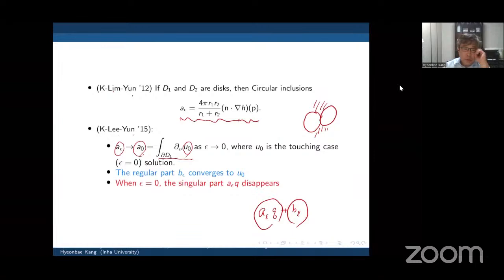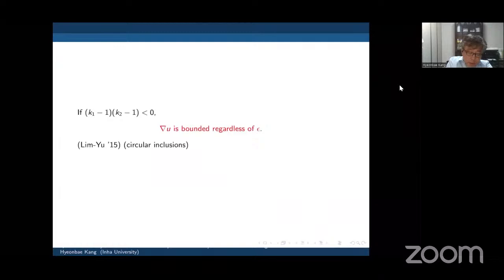In general, is it true that in 3D we can decompose the solution into a singular part and a regular part, and the regular part converges to the touching case solution, and the singular part disappears? Maybe that's true. In two dimensions, this is true. And Lim and Yu, her student Yu at that time, in 2015, proved that, for example, K1 is zero and K2 is infinity. So we have an insulator and a conductor, then the gradient of u is bounded regardless of the epsilon distance, for circular inclusions.